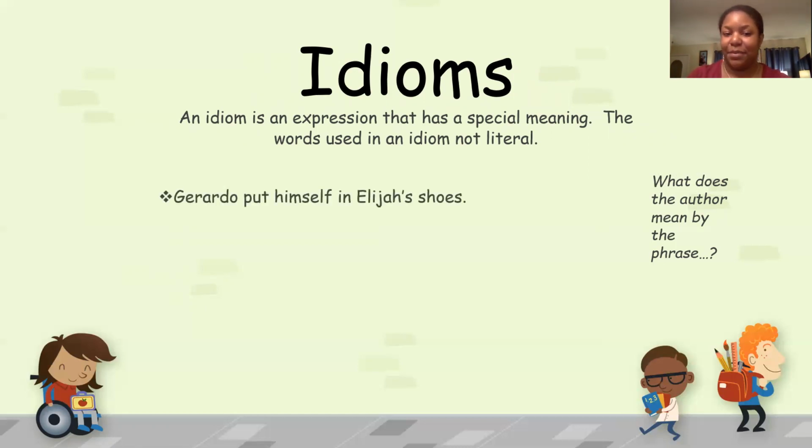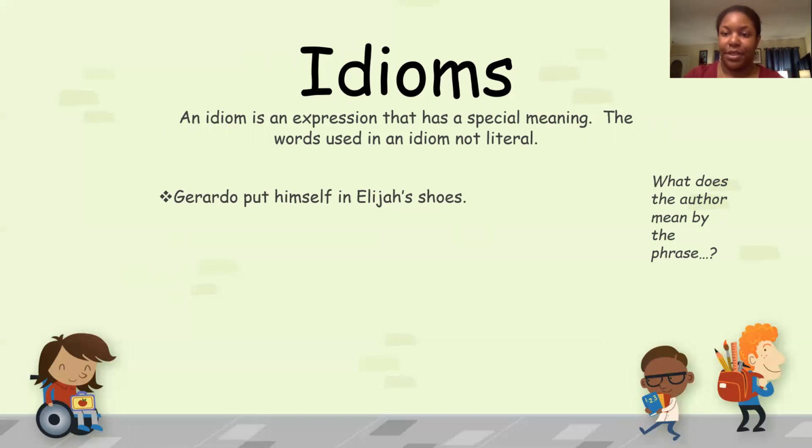Here is an example. Gerardo put himself in Elijah's shoes. This does not literally mean that Gerardo put on Elijah's shoes or took Elijah's shoes and put them on. It just means that Gerardo had empathy for Elijah. And so he felt how Elijah felt. So going back to our second steps here.